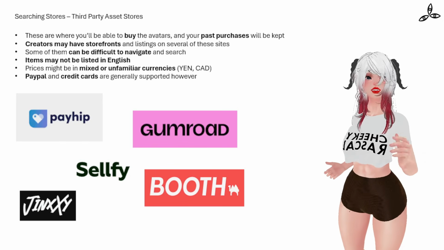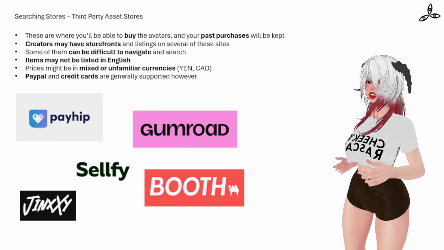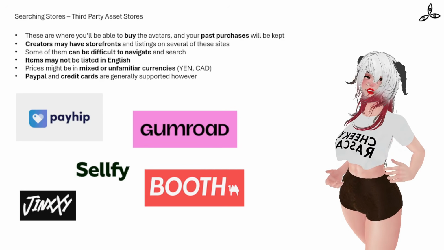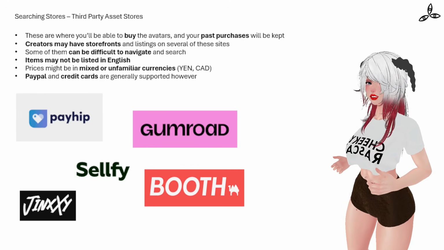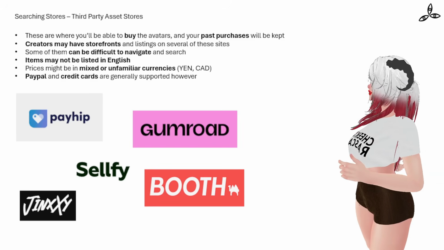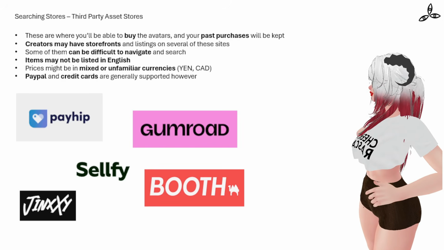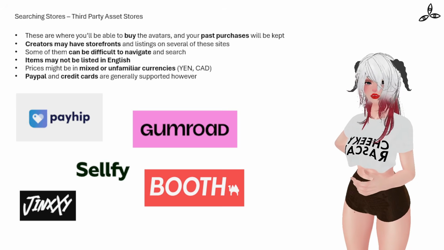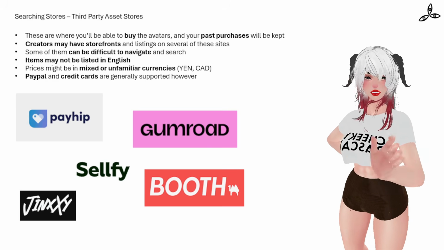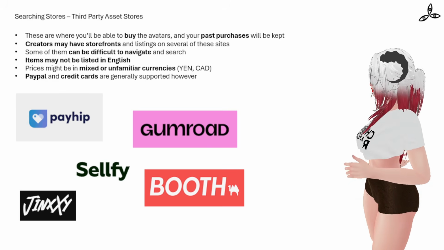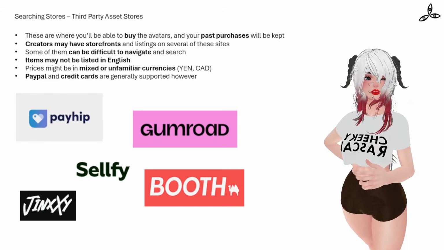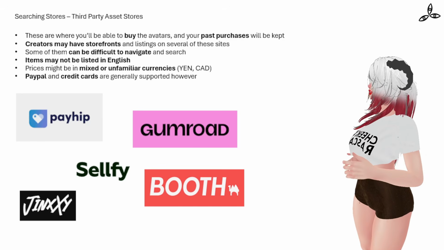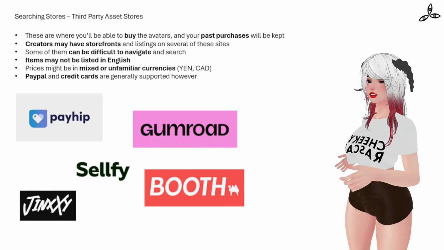Okay, so searching stores. This is a big one. I get asked this a lot. Like where to start? Well, it's not really where you start. This is kind of where you end. So PayHip, Jinxxy and Booth are all storefronts. Some of them have sort of private storefronts as well, and there's a few more beyond that. I think I've seen some host them on different e-commerce sites as well. But you will come across these sites.